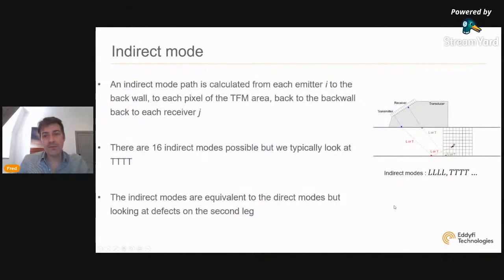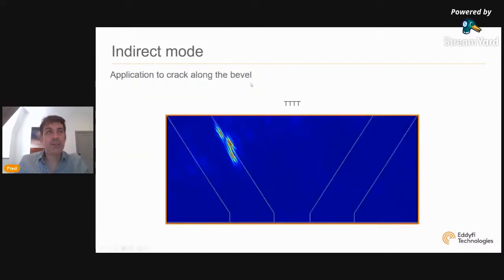All right, so we also have the indirect modes. The indirect modes involve 2 reflections off the back wall. So we propagate through the component, have a first reflection off the back wall, go to the pixel, back to the back wall, and back to all the receivers. So you have 4 letters. Typically we use the 4N or the 4T, but you have to know that you have up to 16 indirect modes. We rarely use all 16. A typical application is looking at the bevel after reflection on the second leg, like here, a crack along the bevel.